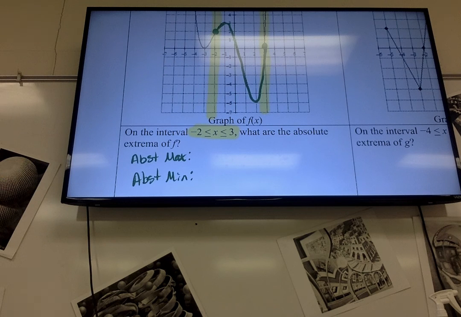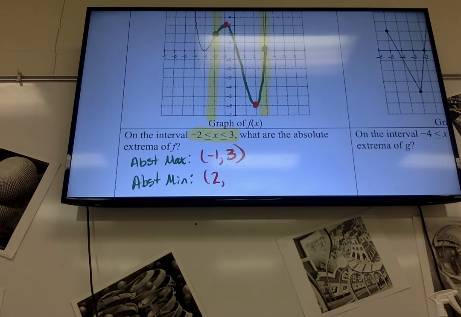Okay. So the biggest point here looks like it's here. Do you agree? Yeah, and that's at -1, 3. And the lowest one looks like it's here, which is at 2, -6. There.